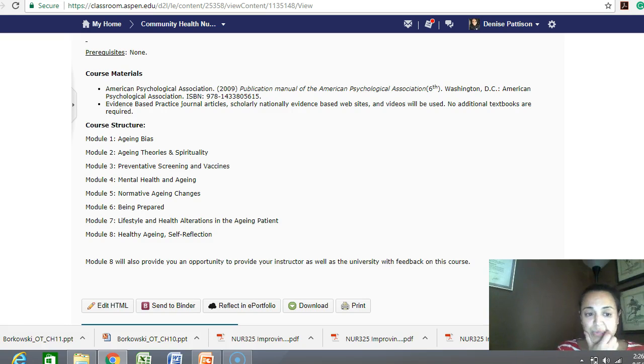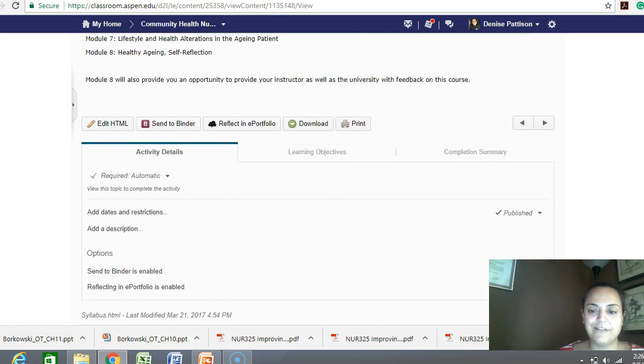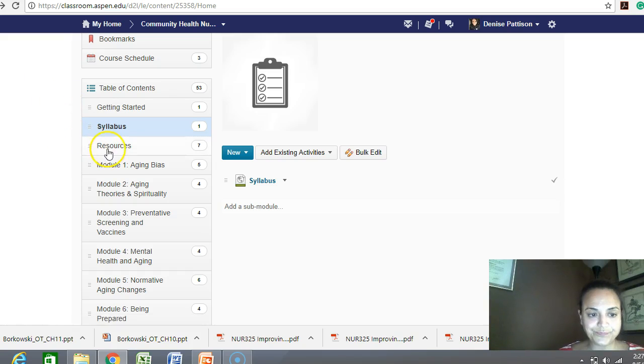Module 1 is aging bias. Module 2 is aging theories and spirituality. Module 3 is about prevention, screening, and vaccines. Module 4 is about mental health and aging. Module 5 is normative aging changes. Module 6 is being prepared, so that's where we're going to talk about disaster management. Module 7, lifestyle and health alterations in the aging population. And Module 8 is healthy aging and self-reflection. Okay. So that's a bit of the breakdown of how each module is going to go.